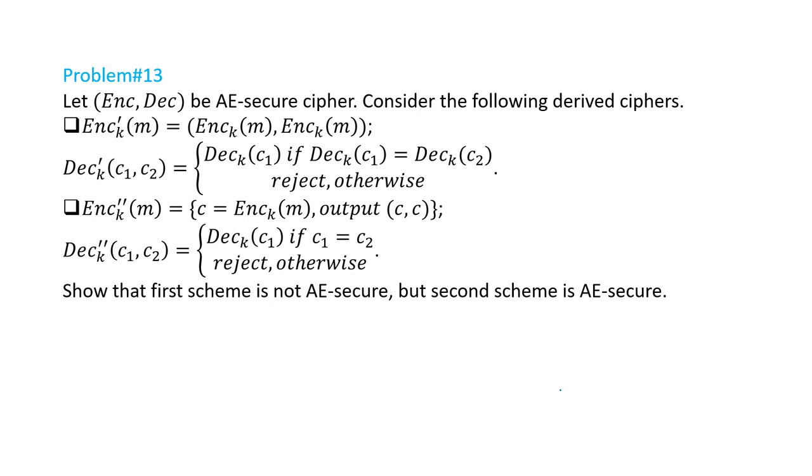And the second one, first you do the encryption of M under key K and get the ciphertext C, and then duplicate the ciphertext C twice as C, C as the ciphertext, and during decryption it checks both the halves of the ciphertext, C1 and C2. If they are equal, then only it tries to decrypt, otherwise it rejects. Now we have to show the first scheme is not AE secure, but the second scheme is AE secure.